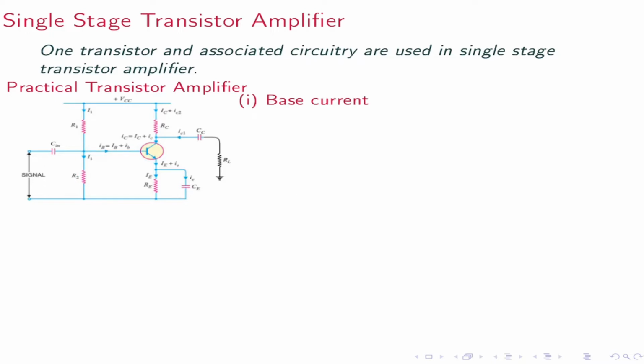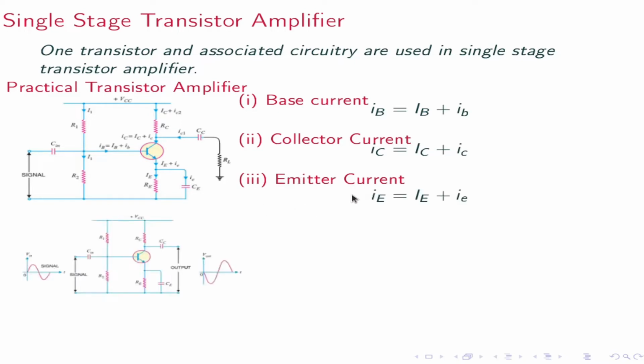In an amplifier there is an AC component and a DC component. So the base current will be a mixture of base IB, that is the DC current, and the AC current, which we will represent as small i capital B. Similarly, the collector current is capital IC plus small ic, that is small i capital C. So the emitter current is IE plus small ie.